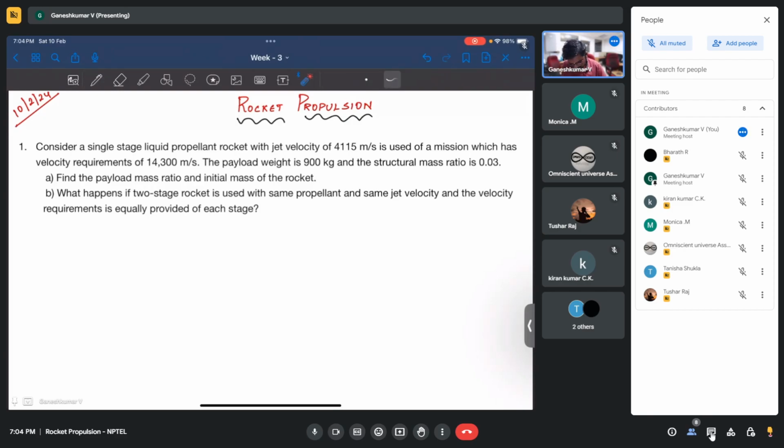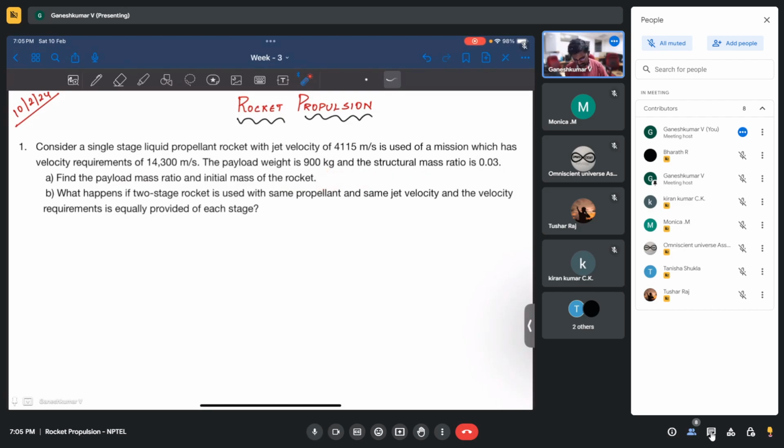The first question is: consider a single stage liquid propellant rocket with a jet velocity of 4115 meters per second, used for a mission which has a velocity requirement of 14,300 meters per second. Basically, this is the delta V for a mission, and we are going to achieve it by a single stage liquid propellant rocket. Payload weight is around 900 kgs, and the structural mass ratio is given, which is around 0.03. Find the payload mass ratio and the initial mass of the rocket. In addition, we can also find the propellant mass and all the other masses.